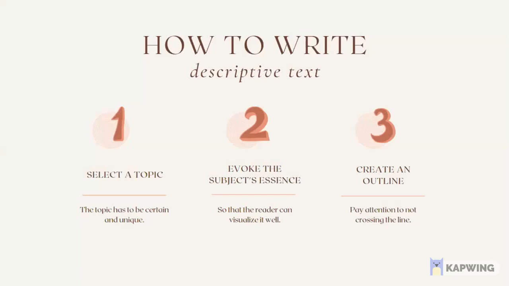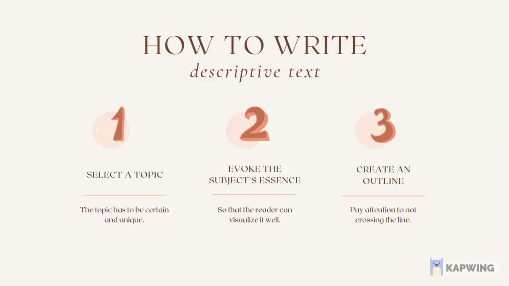The next one is how to write descriptive text. There are 3 steps to write a descriptive text. The first one is to select a topic. This is important because the topic is the main thing that we discuss in our text. The topic itself has to be certain and unique, because if we use an uncertain topic, we cannot know what to describe. The second step is to evoke the subject's essence.